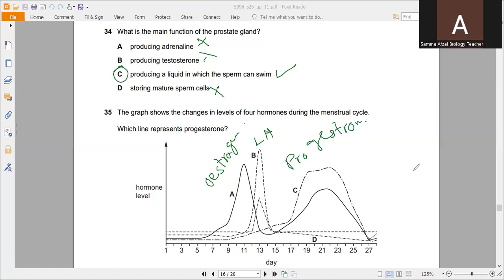And D, follicle stimulating hormone, typically stays at a relatively low, steady level with a small peak early in the cycle to stimulate follicles. So you can see that it is FSH. So according to this, C is the correct option.